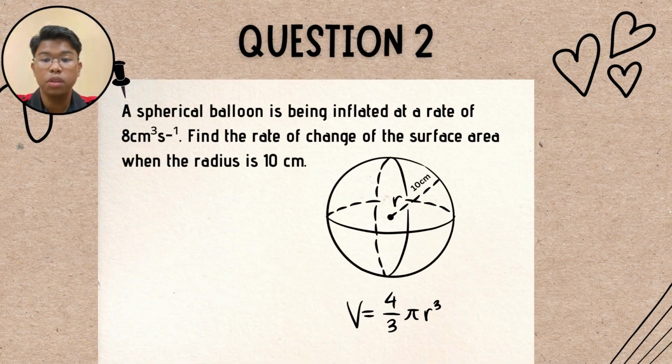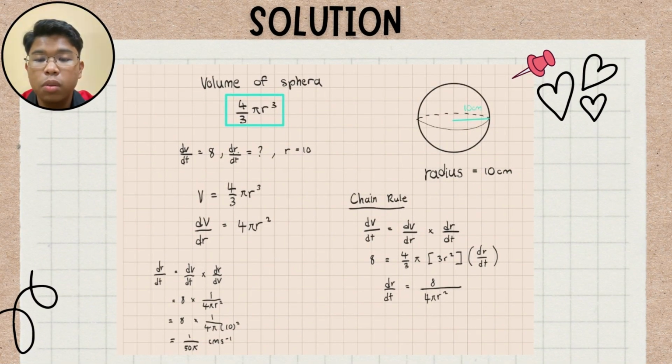Next, we proceed to question 2. A spherical balloon is being inflated at a rate of 8 cm³ per second. Find the rate of change of the surface area when the radius is 10 cm. For the solution to question number 2, we use the formula for the volume of the sphere, 4 over 3 pi r cubed. We know that dV per dt is 8 cm³ per second and the radius of the sphere is 10 cm. So now we need to know dr per dt.